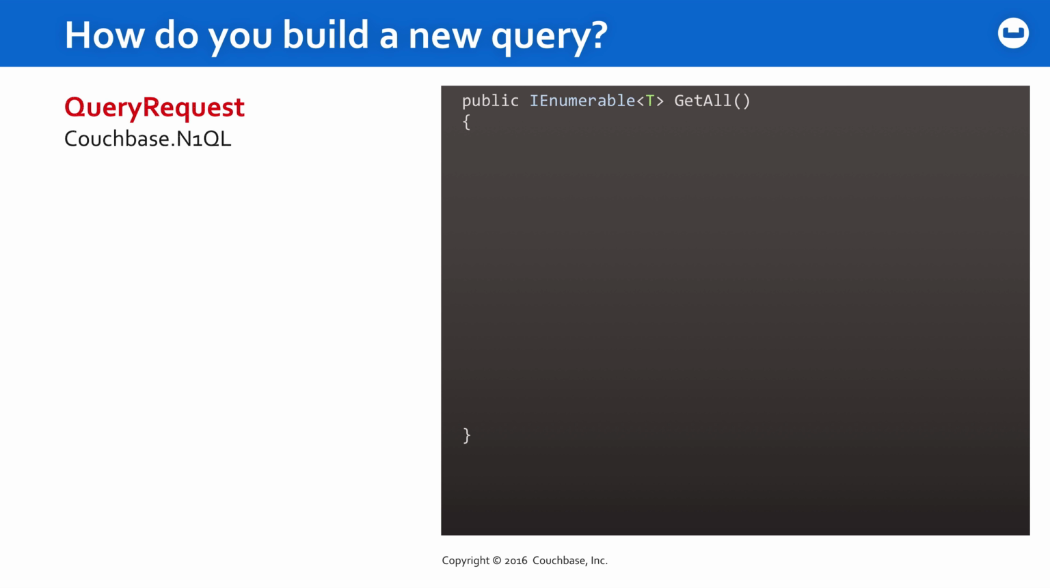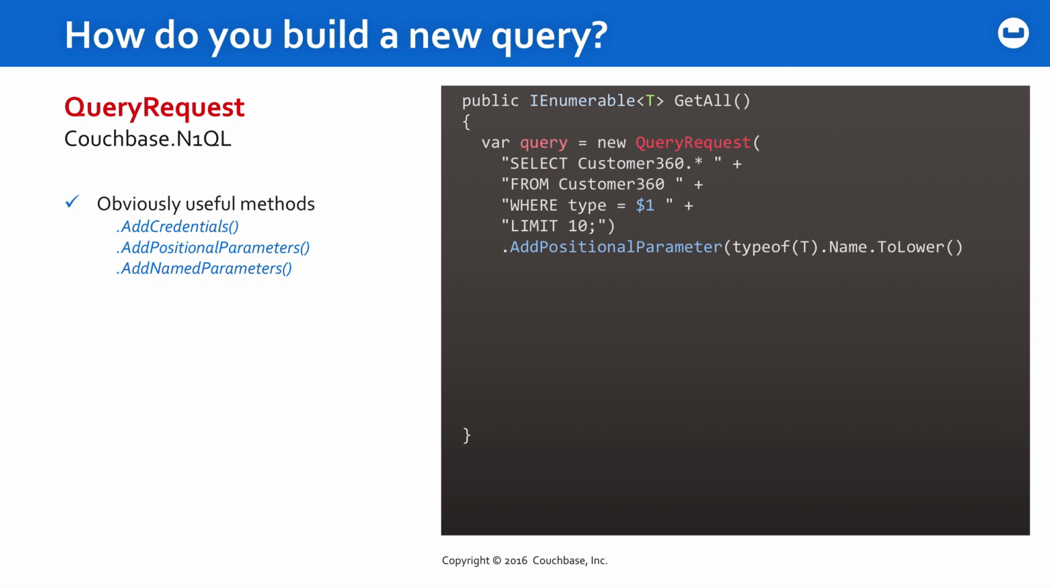So to build a query with the .NET SDK, you're going to use the query request class, which is in the Couchbase.N1QL package. It has obviously useful methods like add credentials for working with the role-based access control in Couchbase, and the ability to add positional and named parameters within your query statement is demonstrated here. Pretty straightforward, but we're throwing in a type parameter to filter our documents by type within a query.